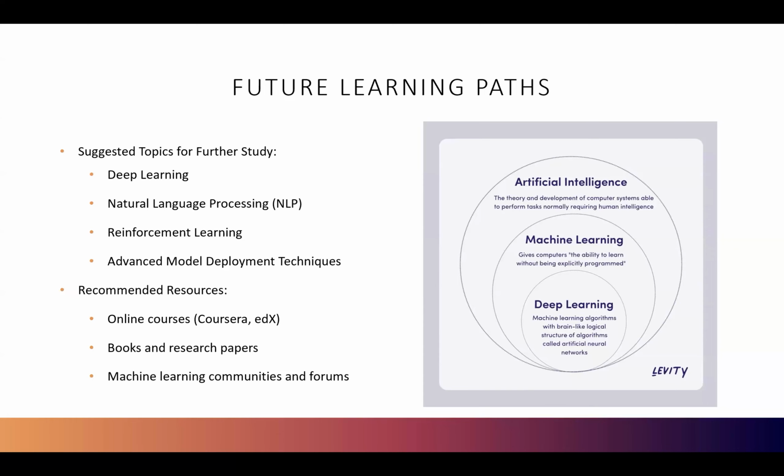So what do I recommend for you to do next? Online courses. There is Coursera, there is edX, there are so many things out there that you can learn from. There are also books and research papers. Some books are really good; research papers may be a bit advanced. And machine learning communities and forums.